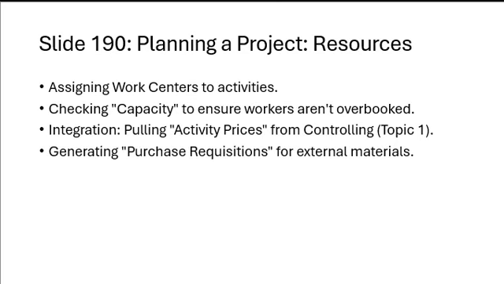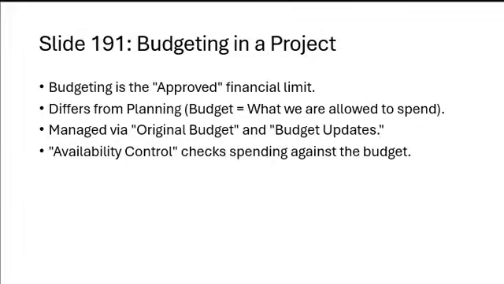Planning a project with resources. Assign the work center to activities for resource allocation. Check capacity to ensure workers are not overbooked. Integration pulls the activity price from the controlling module. Generate a purchase requisition for externally required material. Resource planning balances workload across project activities and will ensure availability of manpower, machines and material.